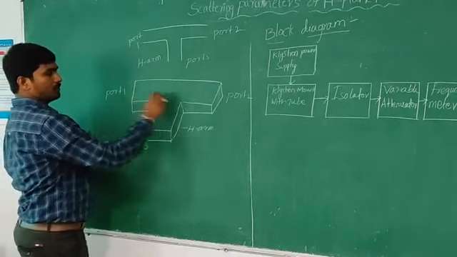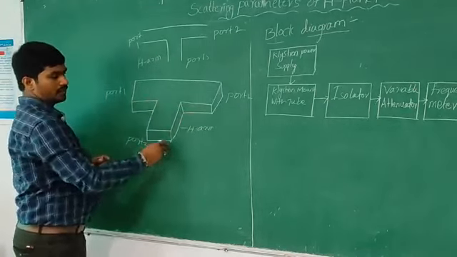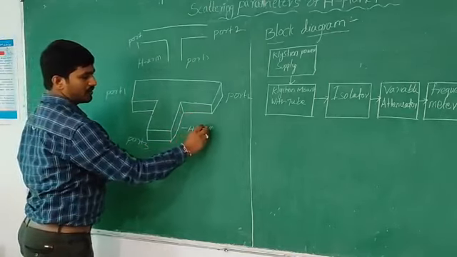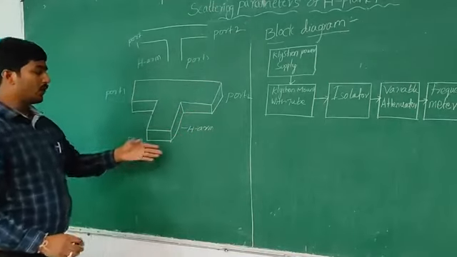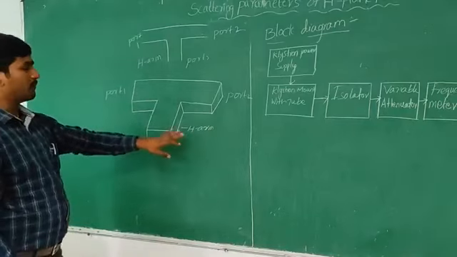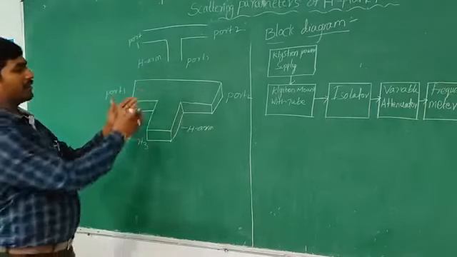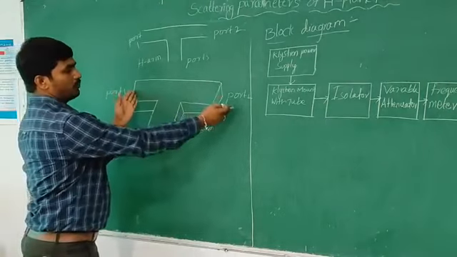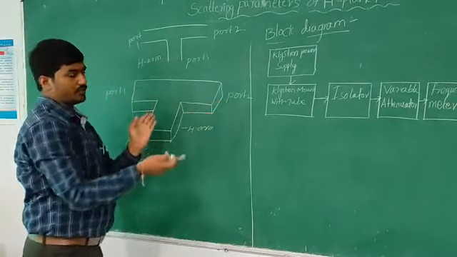This is port 1, port 2, and this is port 3. Port 3 is also called the H arm. When we apply the microwave source to the H arm, the power will be divided between port 1 and port 2 without any phase shift.